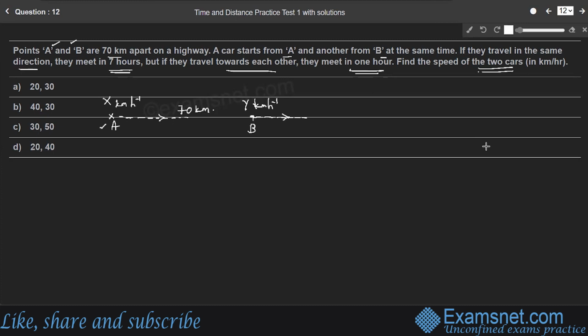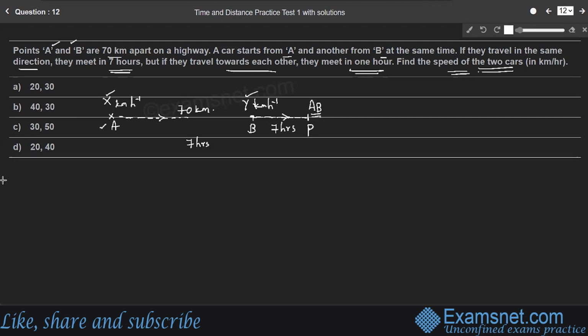So here, if they are traveling in the same direction, they meet in 7 hours. That means B takes 7 hours to meet A at some point. Let the point be somewhere here. A also takes 7 hours to meet B. So at this point, both A and B will meet. Here, the question is the speed of the two cars, so we need to find the values of x and y.